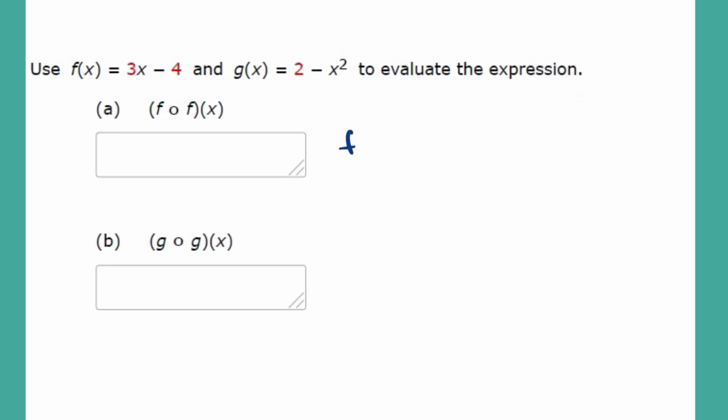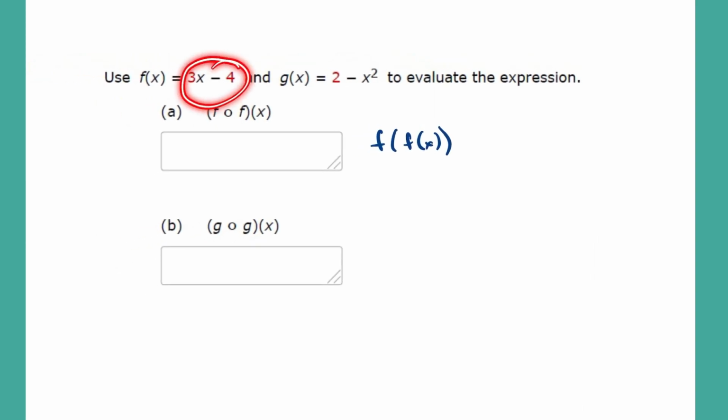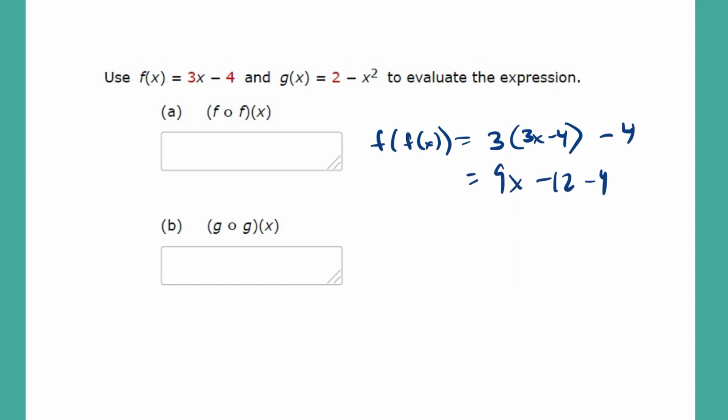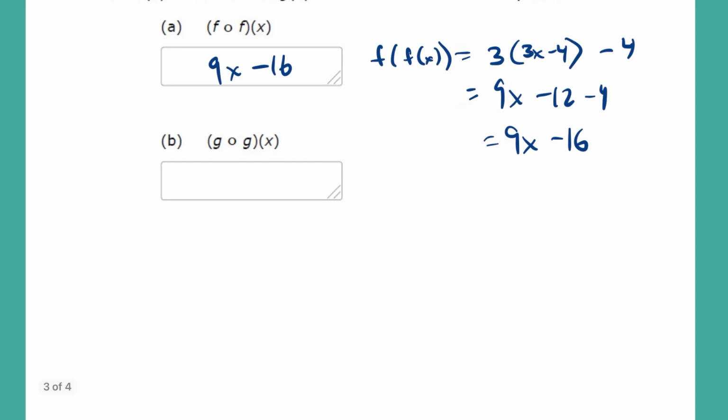Here we have composition of two functions. In this case, we have f of f of x. That means we're going to substitute the f function into itself. So 3x minus 4 is going to replace the x. So we're going to have something that looks like this. 3 instead of x. You rewrite the f function instead of the x, and you still have that minus 4 after that. Then you want to distribute and combine like terms. Which is 9x minus 16.